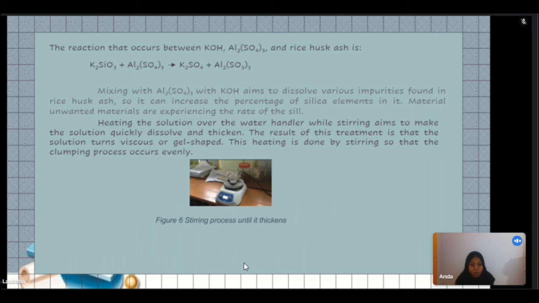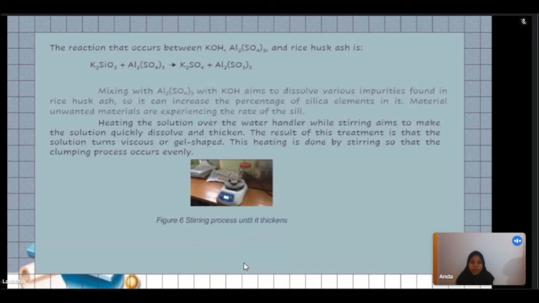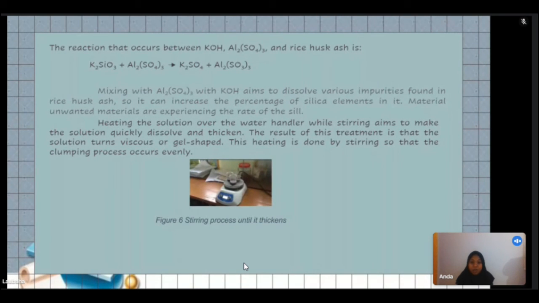Mixing Al2SO4 with KOH aims to dissolve impurities in rice husk so it can increase the percentage of silica element in it. Unwanted materials experience decay. Heating the solution over the water bath while stirring aims to make the solution quickly dissolve and thicken. The result of this treatment is that the solution turns viscous or gel-shaped. This heating is done by stirring so that the process occurs evenly.